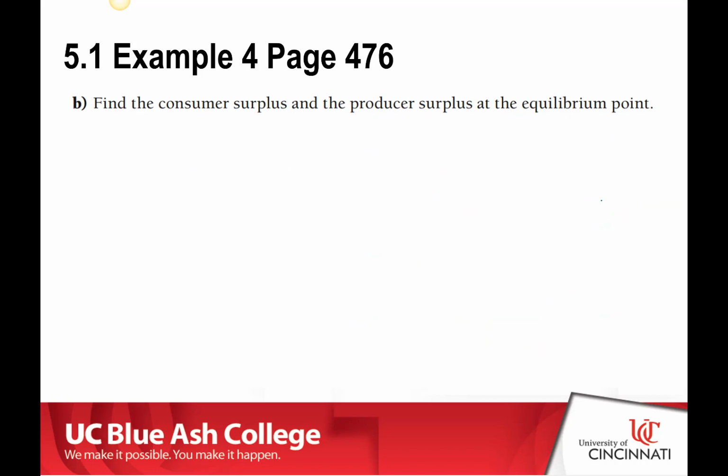We're asked to compute now the consumer surplus and the producer surplus at the equilibrium point. Let's remember that the equilibrium quantity is 11 gallons. The equilibrium price is 3.75. And let's do the consumer surplus first. Consumer meaning demand function. Our demand function is going to be 6.5 minus 0.25x.